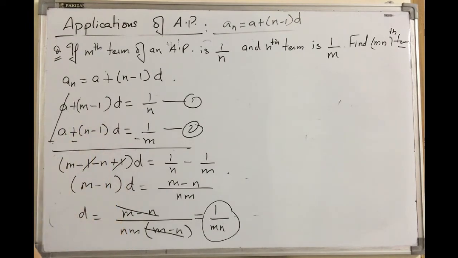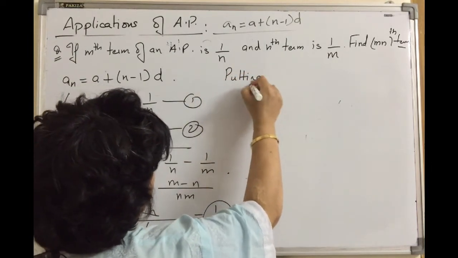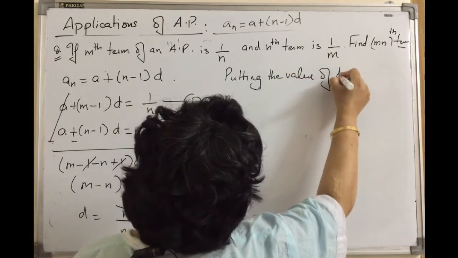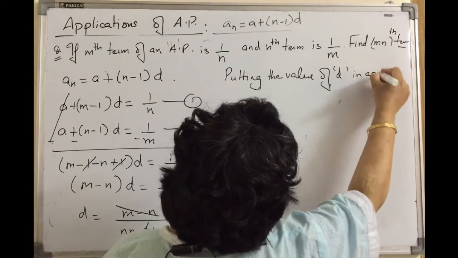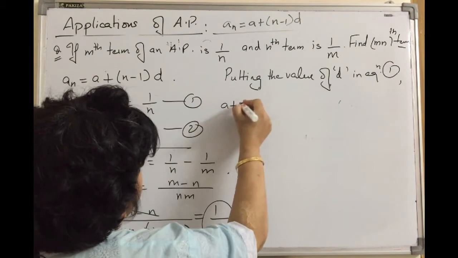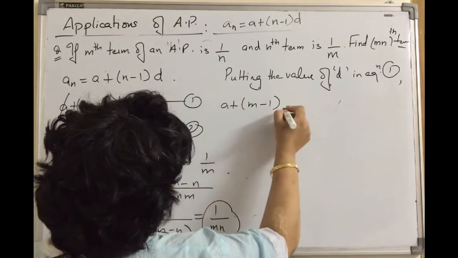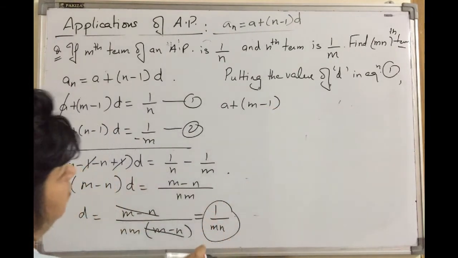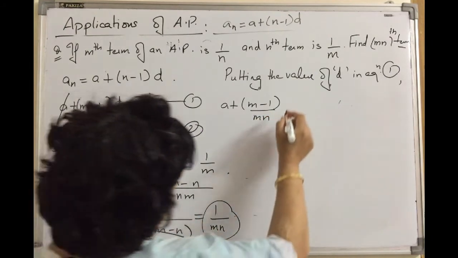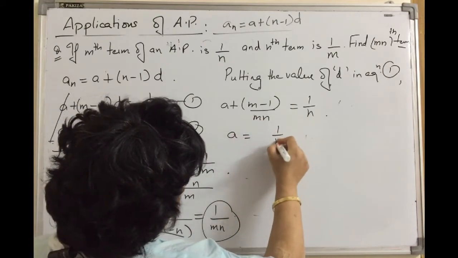I am putting it in the first one. Putting the value of d in equation 1, we will get a plus m minus 1 into d. d is 1 by mn, so upon mn, equal to 1 by n. So the value of a will be 1 by n.